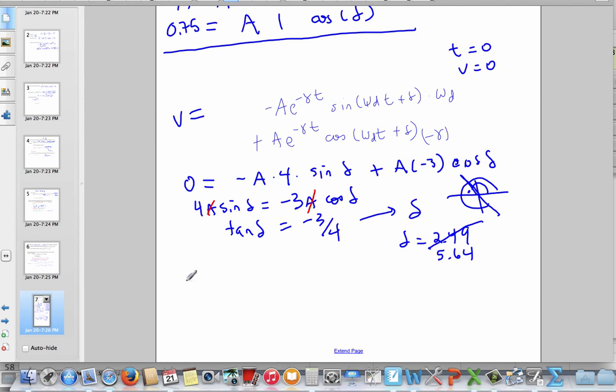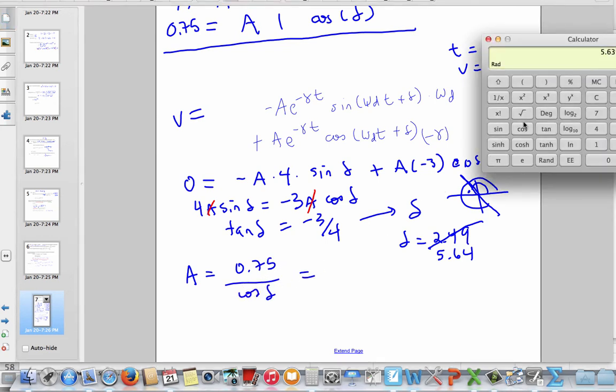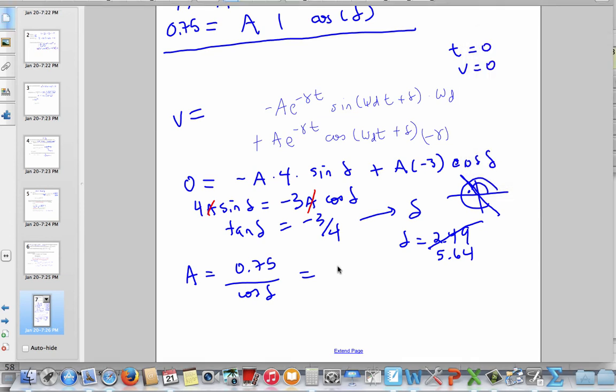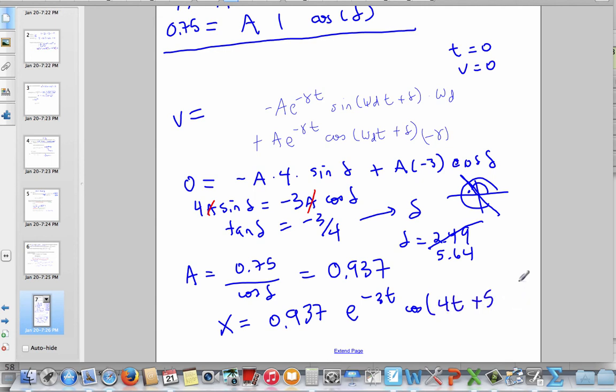So now we can find the amplitude. It is simply 0.75 over cos of delta. So we'll do the cosine of that, we'll reciprocate, and then we'll multiply by 0.75. And then we get 0.9374. So our position as a function of time is 0.937 e to the minus 3t cosine of 4t plus 5.64 rads.